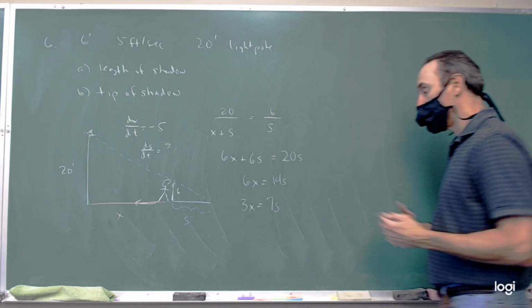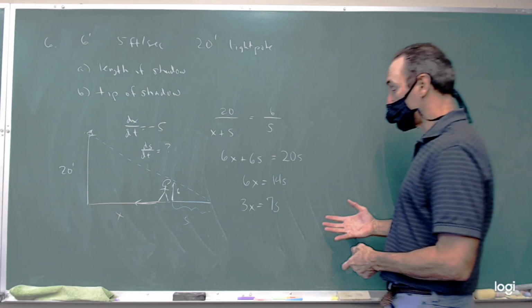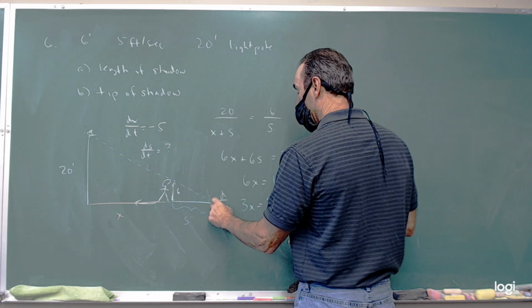And you could, if you wanted to, either divide the 7 over or divide the 3. I would just say at this point, let's just leave it. Now both the x and the s are changing with time. And so we can differentiate this equation with respect to t.